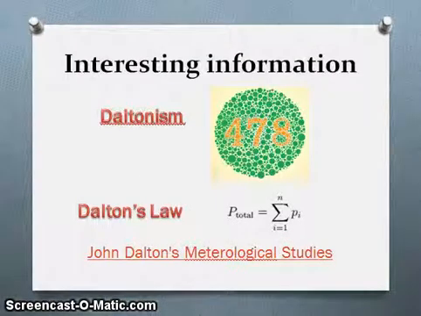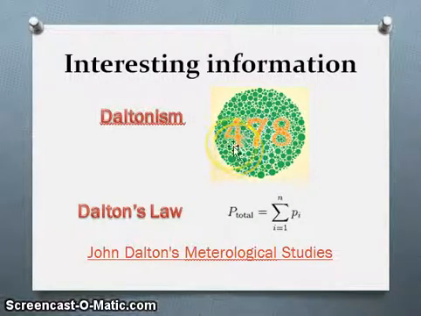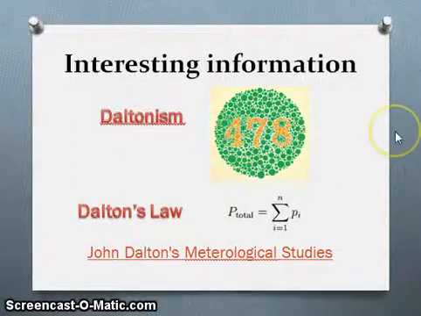And finally, we have the last part of our video, which are some interesting facts about John Dalton. John Dalton was colorblind, and that's why this deficiency has the name Daltonism. If you are colorblind, you will probably not see 4, 7, and 8 in this circle right here. That's an inability to see color differences.